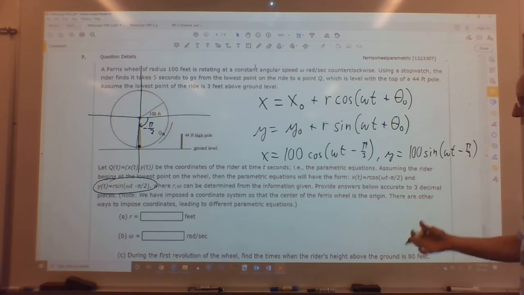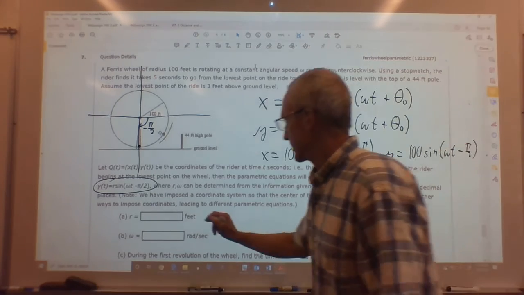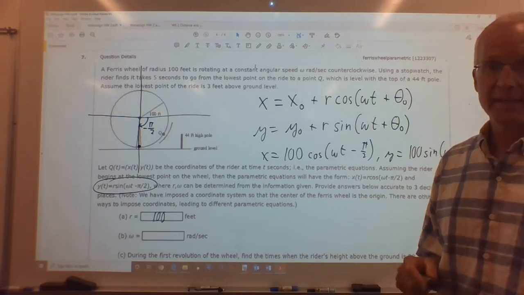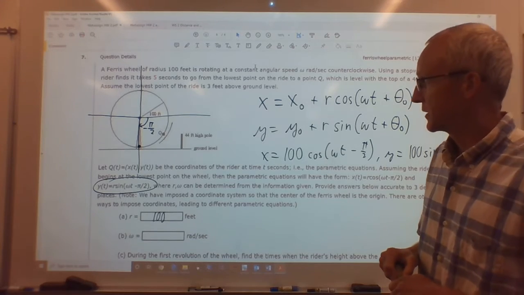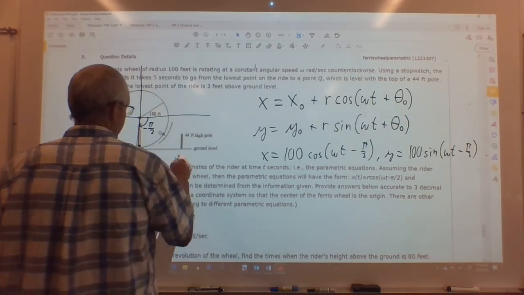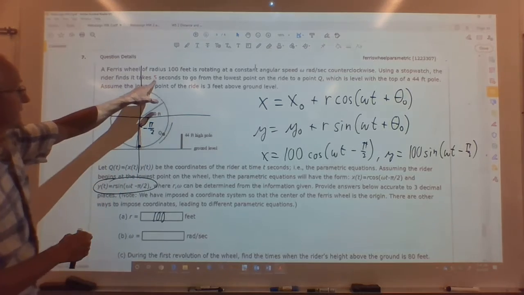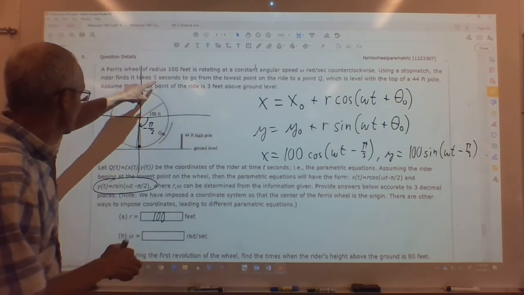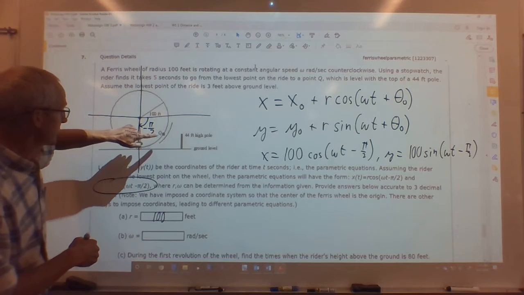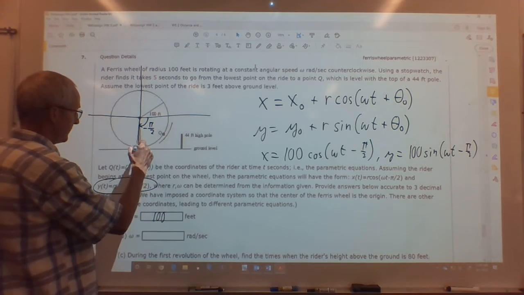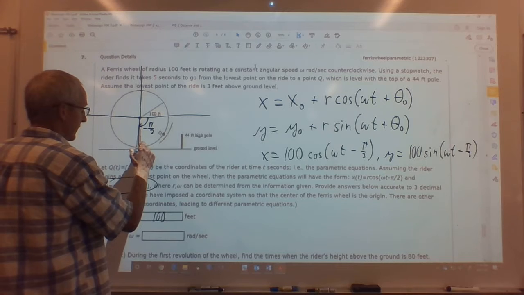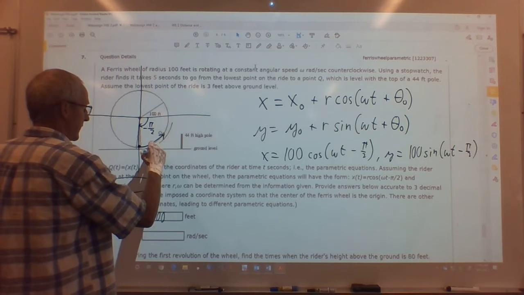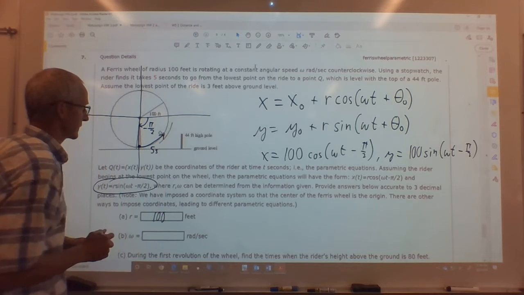The only thing we don't know is omega. Okay, r is clearly 100, that's obvious. The thing we don't know is omega. How fast is this going? They give us enough information to figure it out. They say at 5 seconds, again, mine is 5 seconds, yours might be different, 4 seconds, I don't know. But they say it takes 5 seconds to go from the lowest point to this point Q, which is 44 feet above the ground.